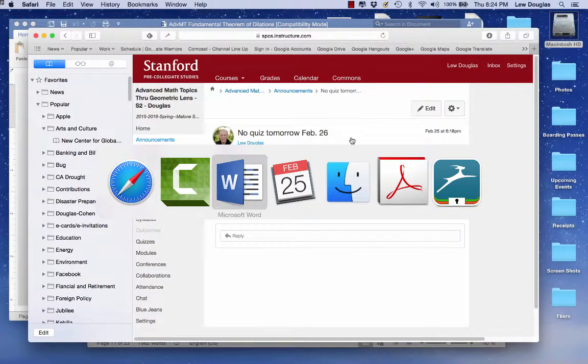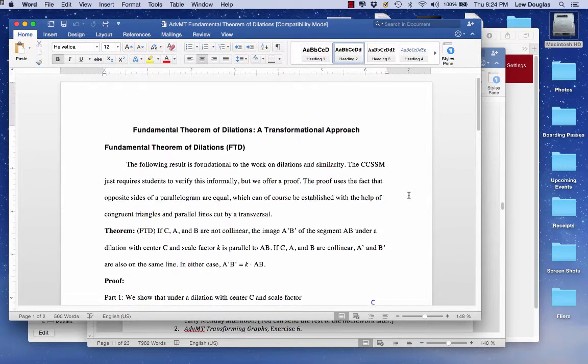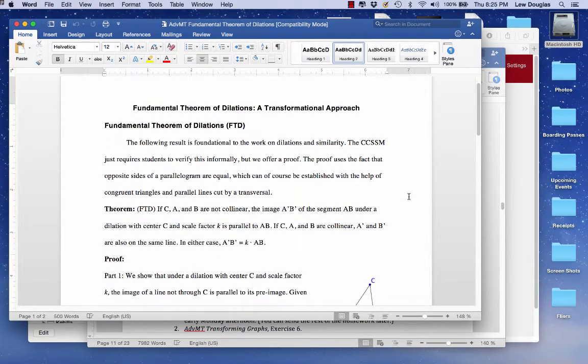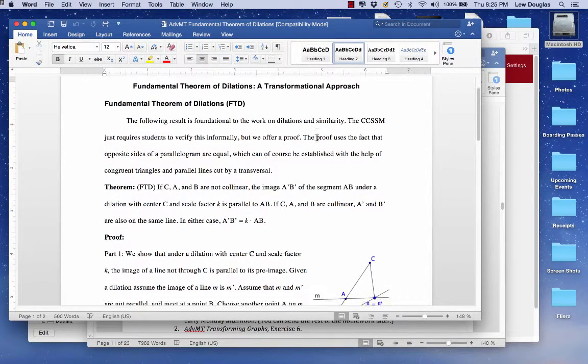Hello, students. This screencast is about the Fundamental Theorem of Dilations. The document is in modules under reference. We're not going to spend class time on it, but I thought it was useful to go through. It's an interesting theorem, and it is really fundamental for dilations. As it says in this first sentence, it's foundational to the work of dilations and similarity.